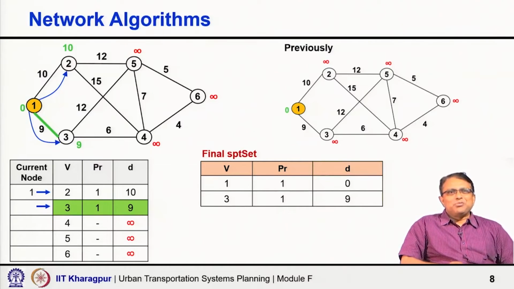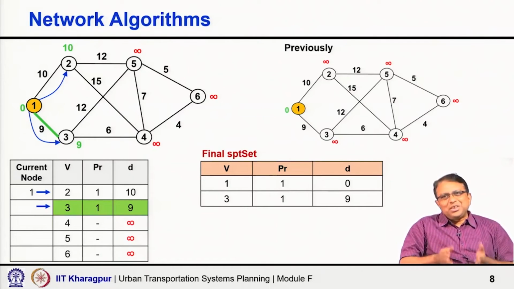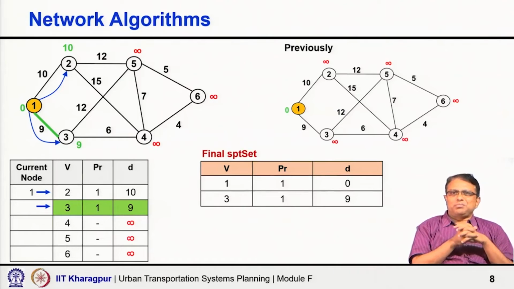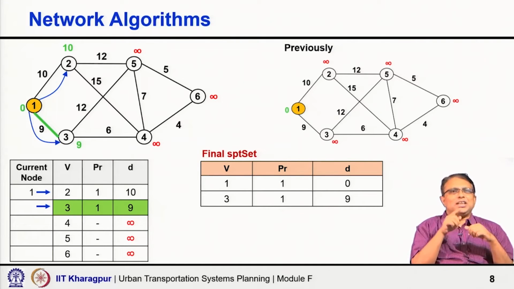So, I know that I can come from 1 to 3 with a cost 9, which is lesser than infinity. The remaining 4, 5 and 6, I have no information till now. I do not know, so my cost still remains infinity, and that is my present condition of the tentative list, tentative levels. Done. I only explored 2 connections, 1 to 2, 1 to 3. In both cases I found that with 1 as predecessor, if I connect it directly, my cost is lesser. So, I have updated.